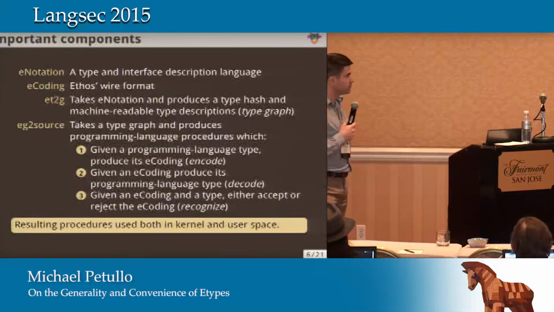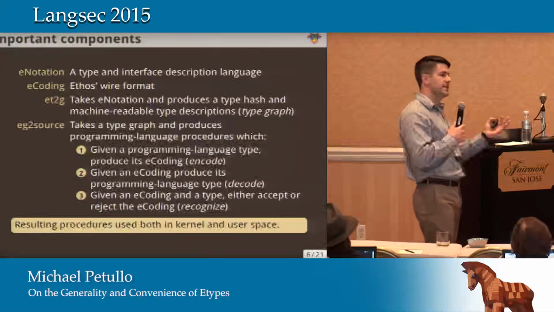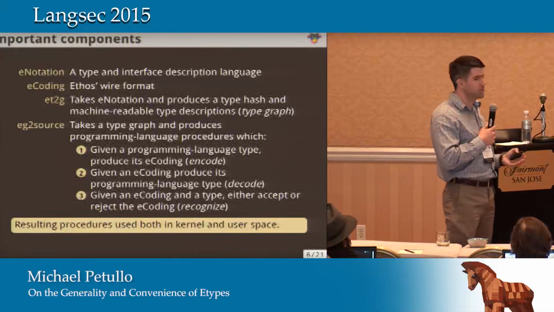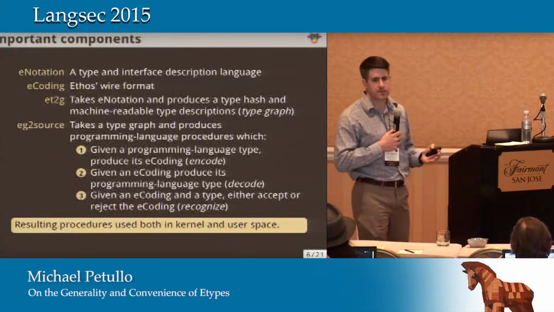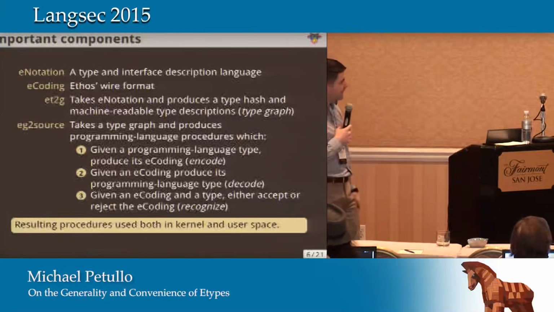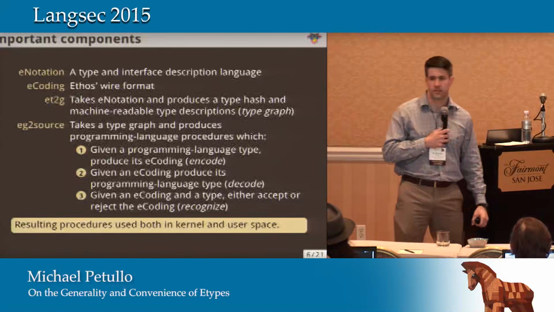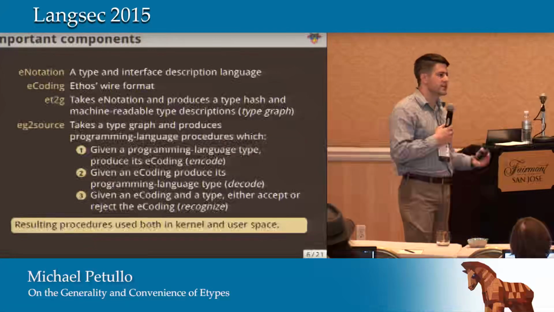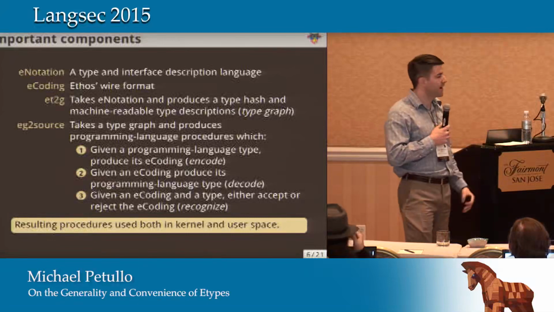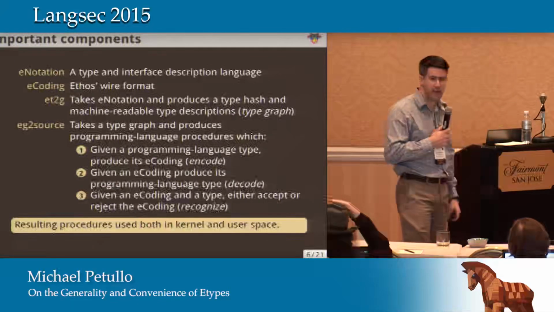The other 2 things are tools that you use during development. The first tool is called ET2G. It takes some e-notation specifications and compiles them into a machine-readable description of the types, because the OS has to be able to read those types in so that it can recognize them. During this process, it also produces what we call a type hash. A type hash is a universally unique identifier or name for a type, and that's what you associate with a file system object.